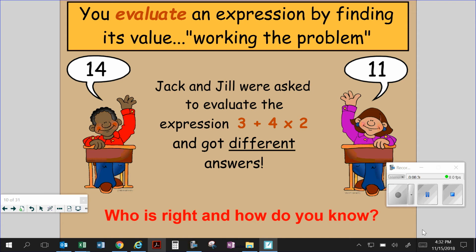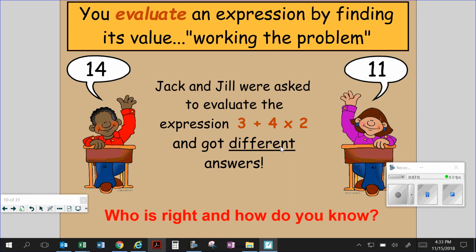So you evaluate an expression by finding its value. That means you're just going to work out the problem, like going to the gym or something. Jack and Jill were asked to evaluate, or work out, the problem 3 plus 4 times 2, and they both got different answers. So you are going to determine who is right. Is Jack right or Jill? Who is right and how do you know? So write this in your notes.